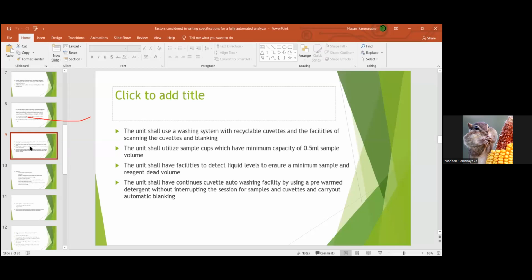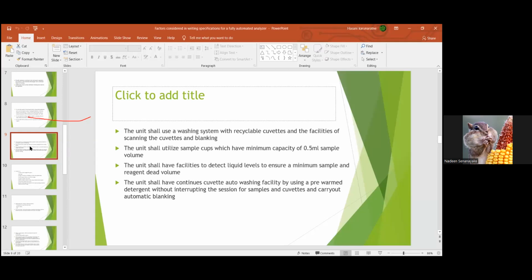That is also important for pediatric samples, as well as when we are calculating for QCs, because as you all know, we are dissolving the QC and then we are allocating them. So the dead volume of the machine should be included when we are allocating the QCs. Otherwise, the volume will not be sufficient for daily QC running.